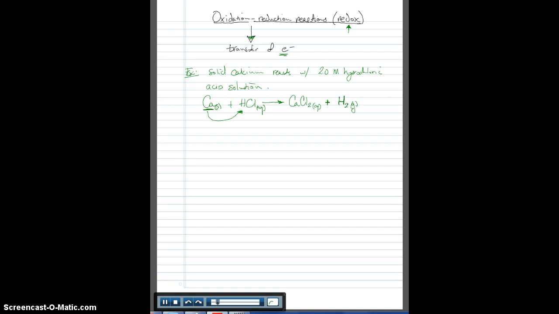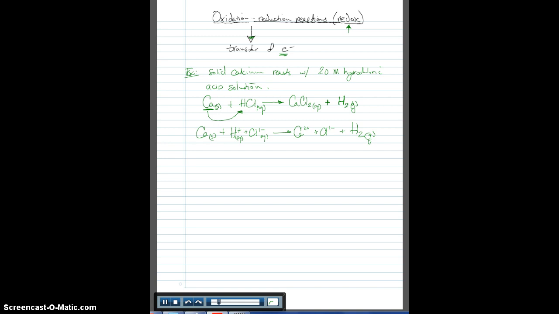Now what we're going to do is go through and ionize everybody. We're going to take calcium, it's a solid. We leave it as a solid, no ions or anything like that on it. Hydrogen ion plus the chloride ion, we ionize both of these because this is a strong acid. Calcium chloride, we said before, we are going to ionize this. And then the hydrogen gas is a hydrogen gas, so we do not ionize that.